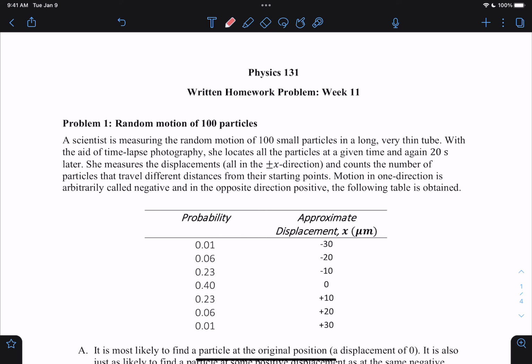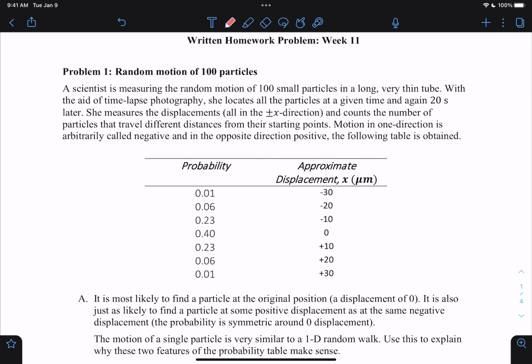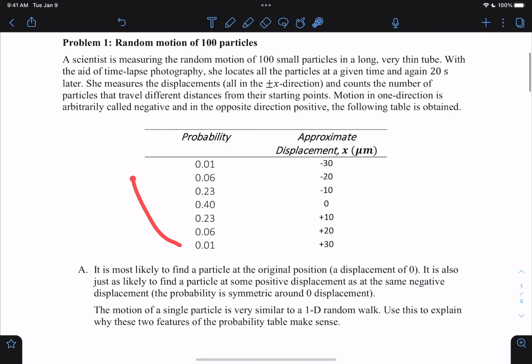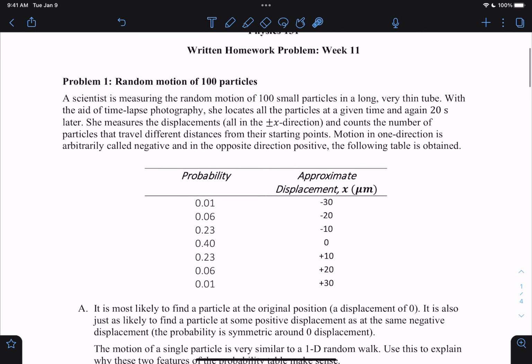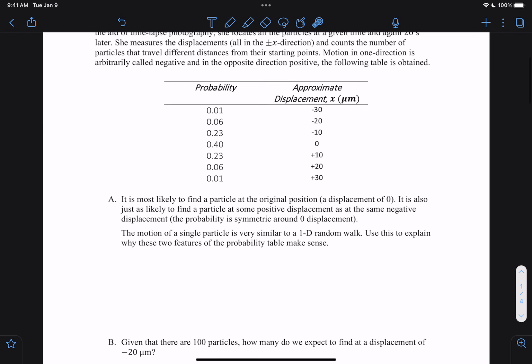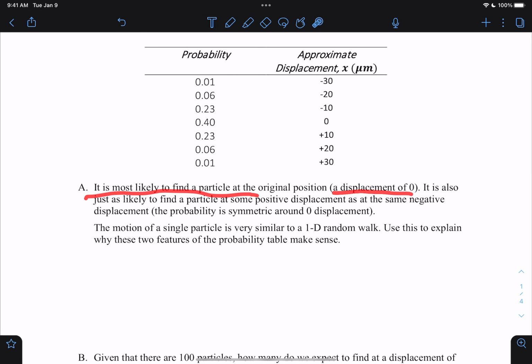The following table is obtained. This is very similar to that problem from last week's written homework as well, where we have these different probabilities, different displacements. I think it's actually pretty much identical, that same table there. But we have 100 small particles basically. So for part A, it is saying it's most likely to find a particle at the original position, at a displacement of 0, right? And there's a distinction made when they say this.